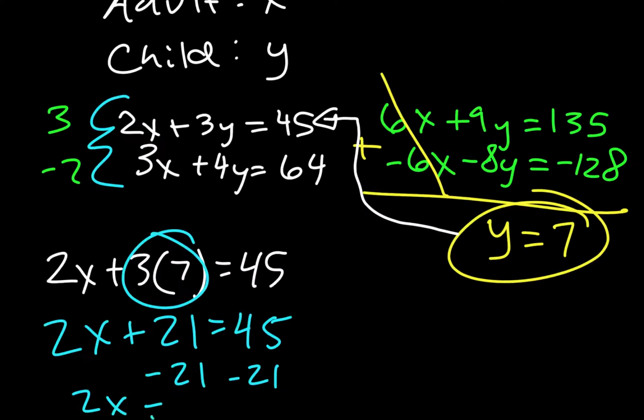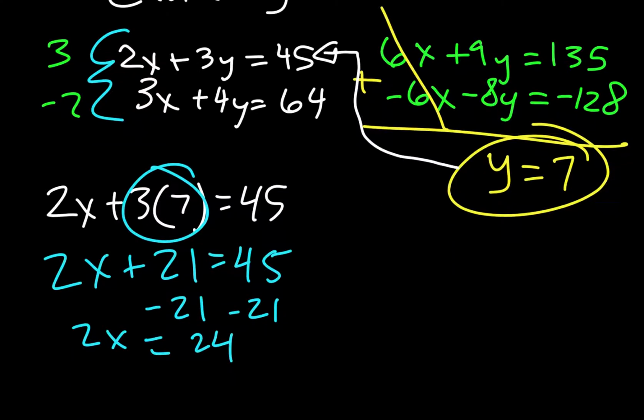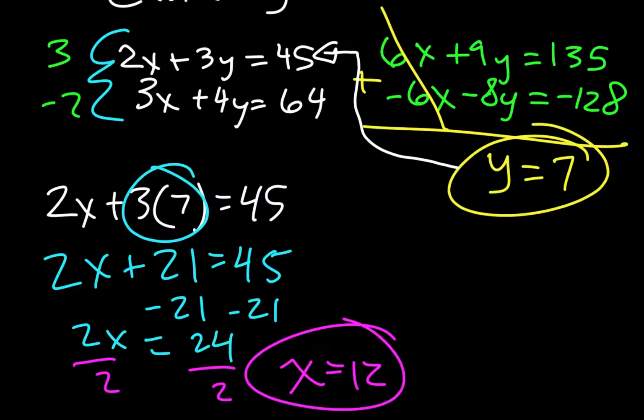and that gives us 24. And then the final step of algebra, we divide by 2, so x equals 12, and then we get 12 comma 7, which this would be adult and this would be child. So the adult tickets cost $12 and the child tickets cost $7.